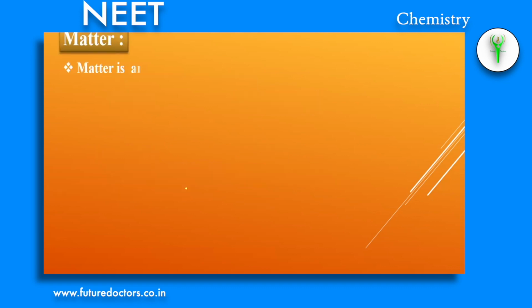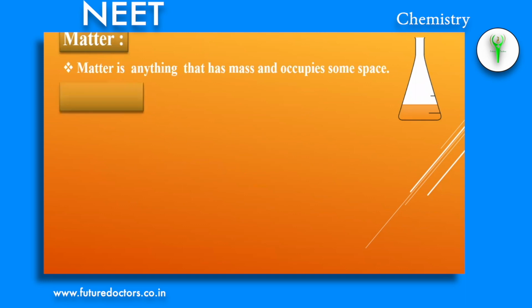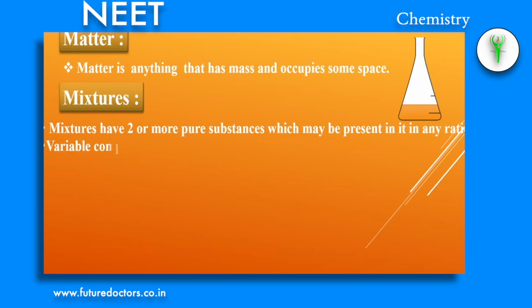We know that matter is anything that has mass and occupies some space. First we are going to study mixtures. What is a mixture? A mixture has two or more pure substances, which are present in any ratio. That is, the ratio is varying, so they have variable composition.